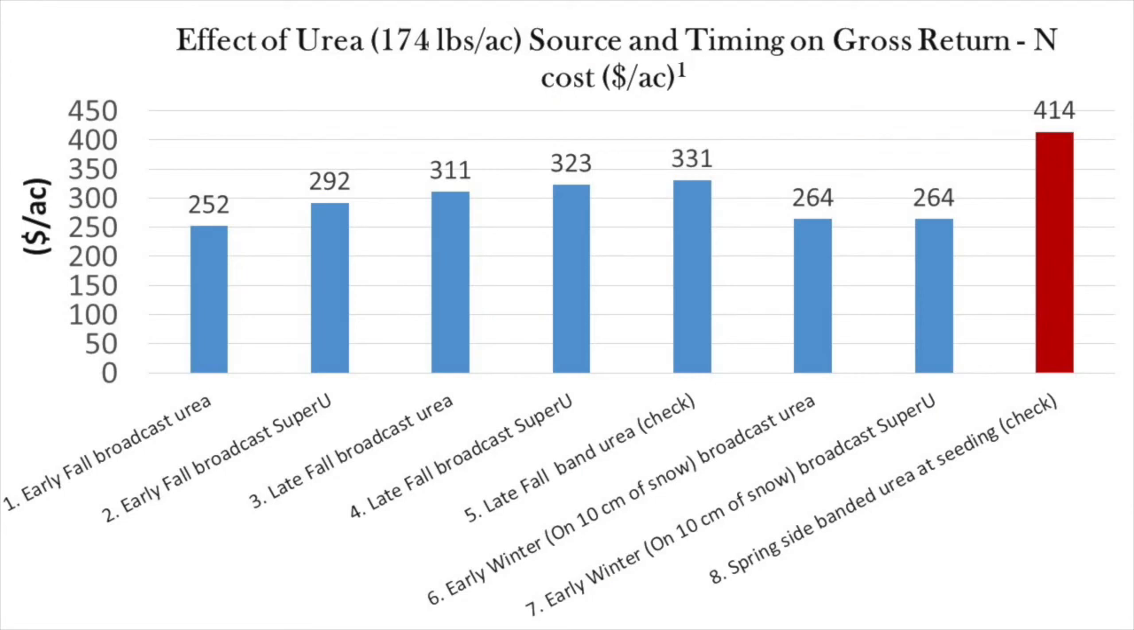So by far the most economical thing to do was to put all your nitrogen down in the sideband at seeding. Broadcasting urea too early in fall provided much less economic return, but the use of Super U did improve the economic situation. It also improved the economic situation when we broadcasted at the ideal time, and of course we got more money from having waited until then to broadcast the urea. And broadcasting on snow was not a very good economic situation, and Super U did nothing to increase our returns at that time.